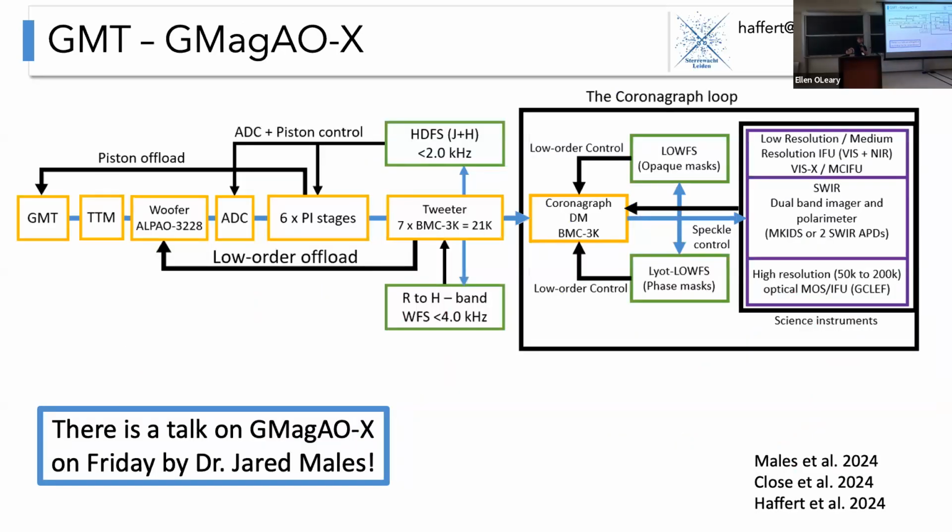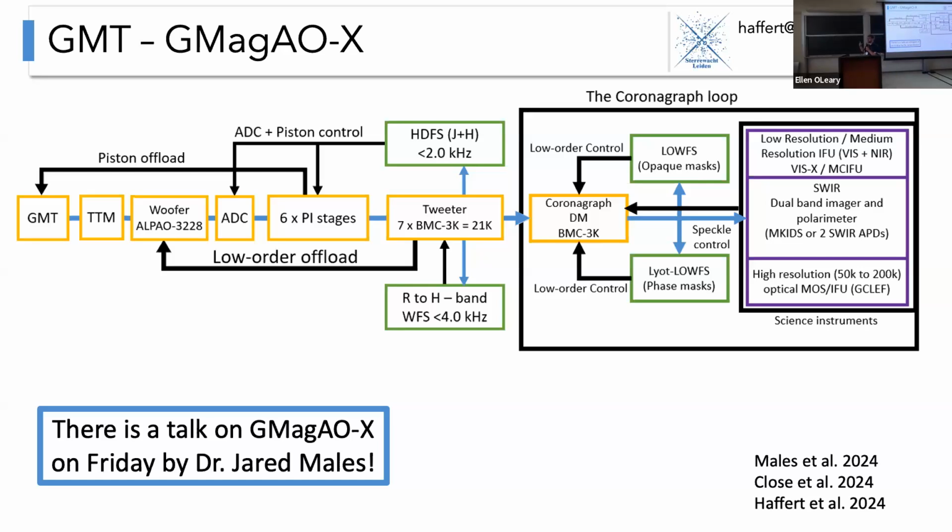So to deal with that, we're designing the GMAGIO-X wavefront sensing and control block diagram, which you can see here. We have 9 deformable mirrors in GMAGIO-X to make sure that we can do everything we want. And we have many different control loops that are talking with each other. So these are all things that you have to consider.